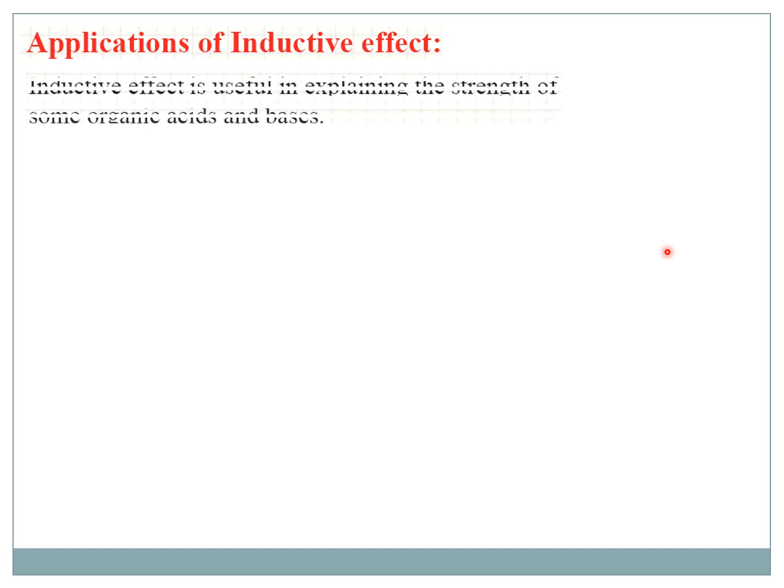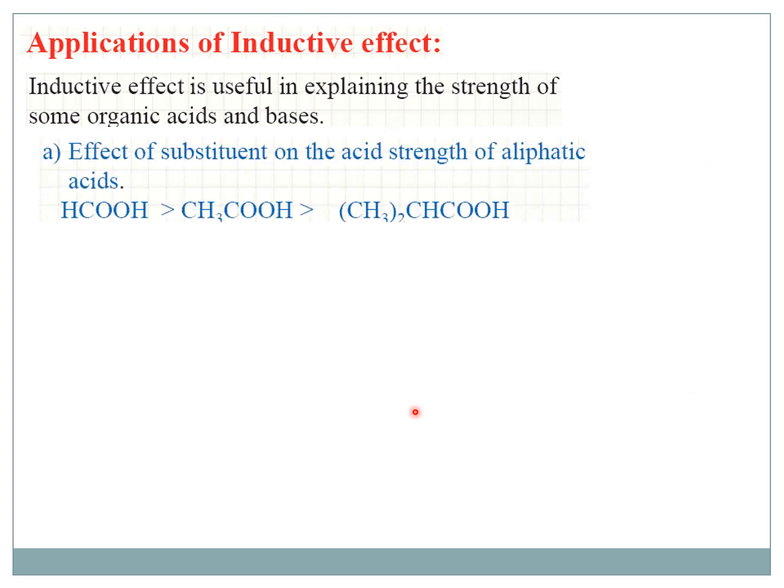So next, let's talk about the application of the inductive effect. I have already said initially that we can explain the acidity and basicity of some organic molecules by this effect, mainly the inductive effect. So how? In case of acids, formic acid is a stronger acid than ethanoic acid, which is stronger than propanoic acid.